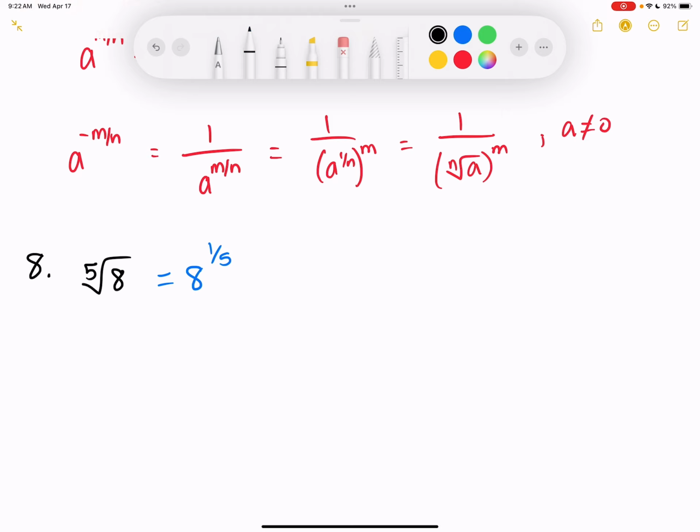If I have something like number 10, though, where it's the fifth root of y plus 2 squared, so the stuff that's inside is being squared, and I'm taking the fifth root of it all, anything that's being raised to a power, the power goes on top, root goes on the bottom, so this will become y plus 2 raised to the 2 over 5.